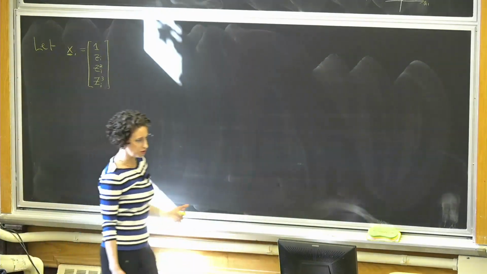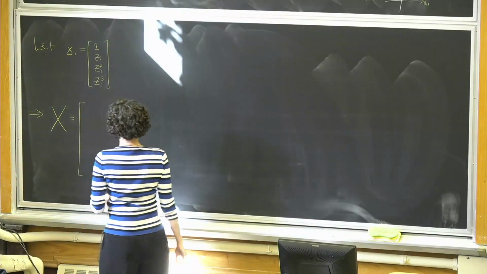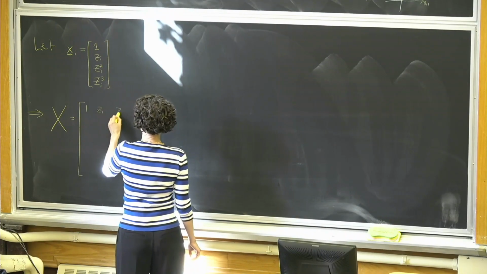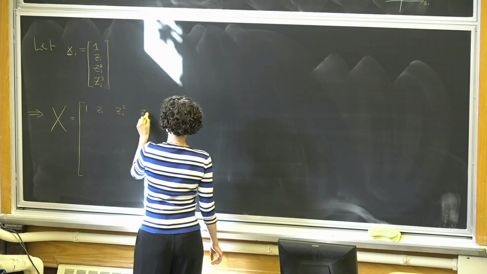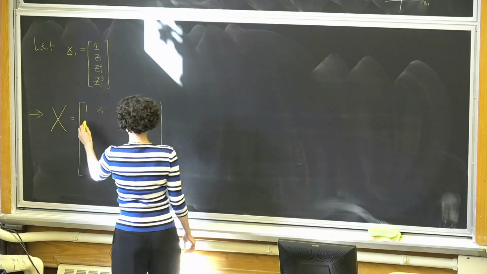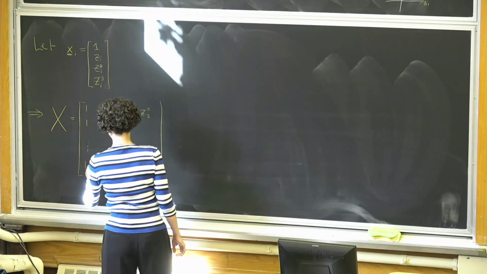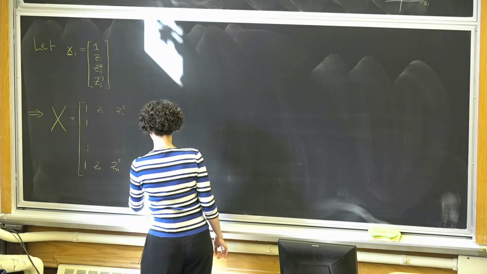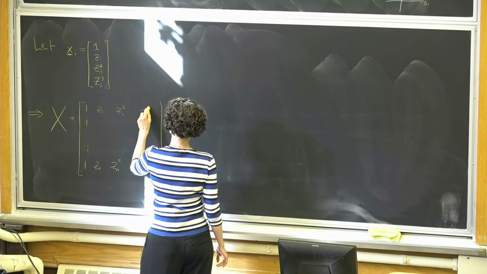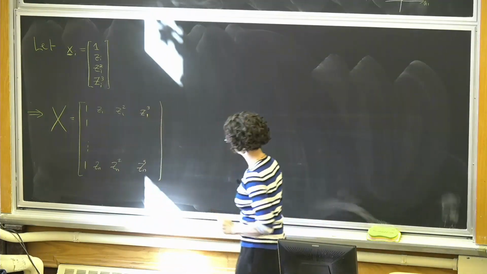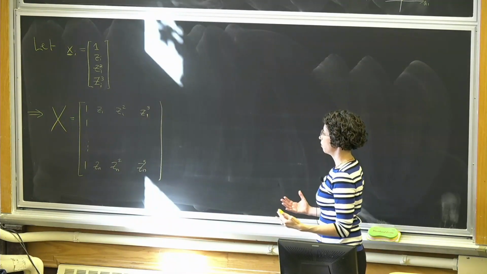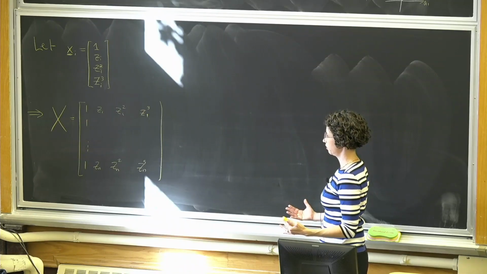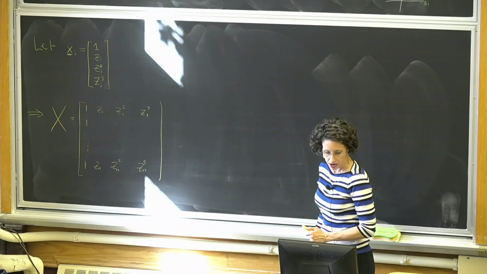Now if I were to use a linear model, first of all, this is going to give us a feature matrix X that will look like 1, Z1, Z1 squared, Z1 cubed, all the way down to 1, Zn, Zn squared, Zn cubed. Like that. Okay, so I have put all of my feature vectors into my feature matrix.